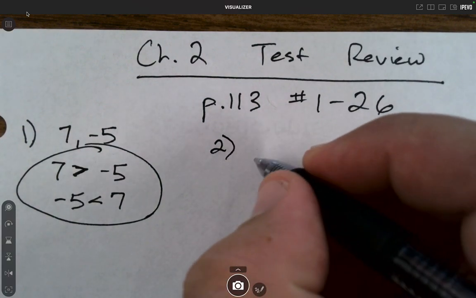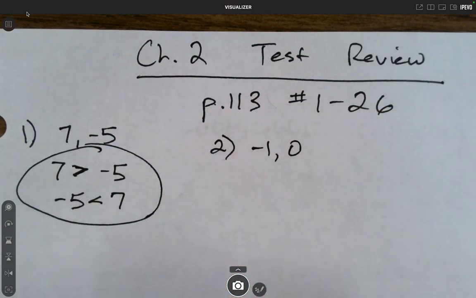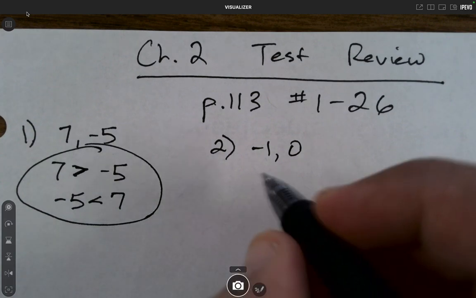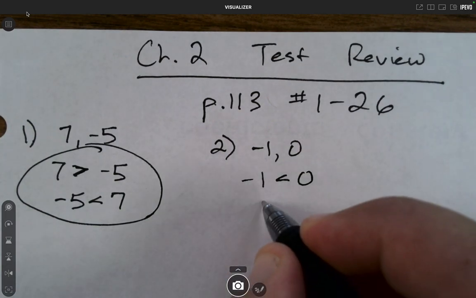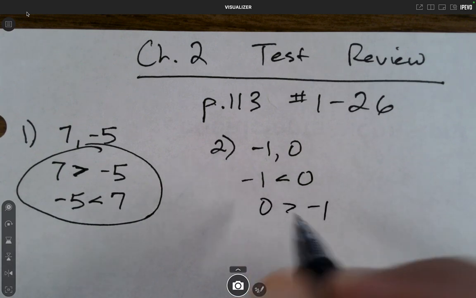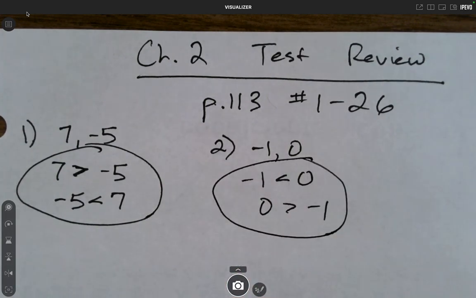On number 2, same instructions. Our numbers are negative 1 and 0. So negative 1 is less than 0, and 0 is greater than negative 1. So you do need both of those in your answer, not just one or the other, but both.